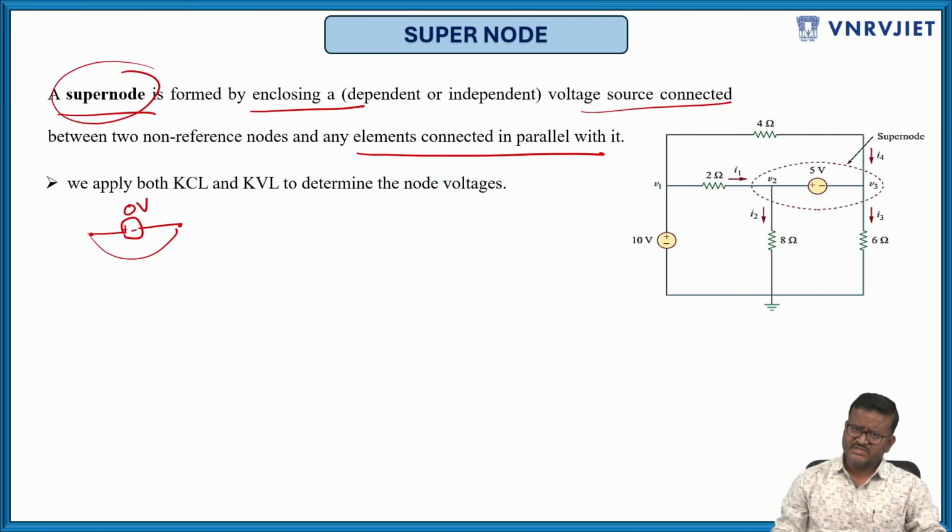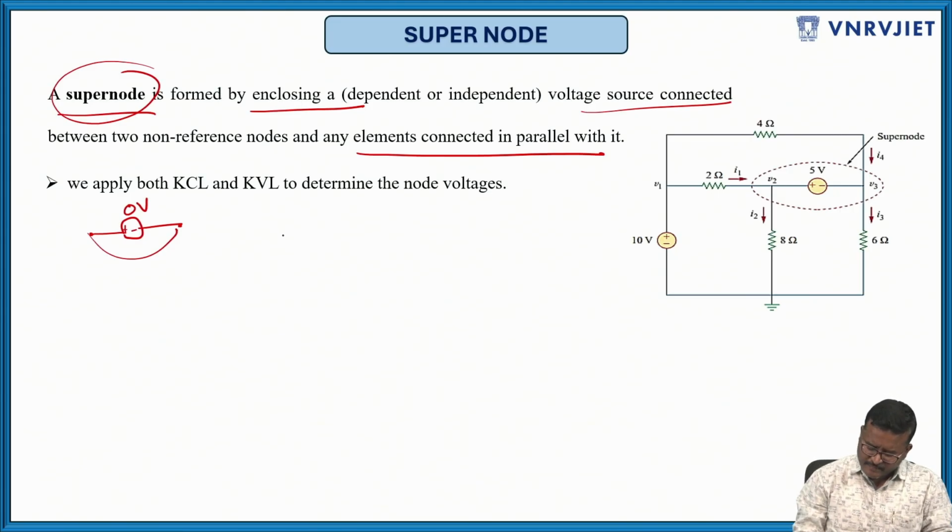So how do we do this analysis? After enclosing, you can apply the KCL process as usual. So I'll apply KCL here. If you observe, the V2 node and V3 node, I'll enclose this. Enclosing means that though there exists a 5 volt source, I'll assume it as a 0 voltage source. A 0 voltage source means there is nothing separating V2 and V3. Both are the same node. So how does it look?